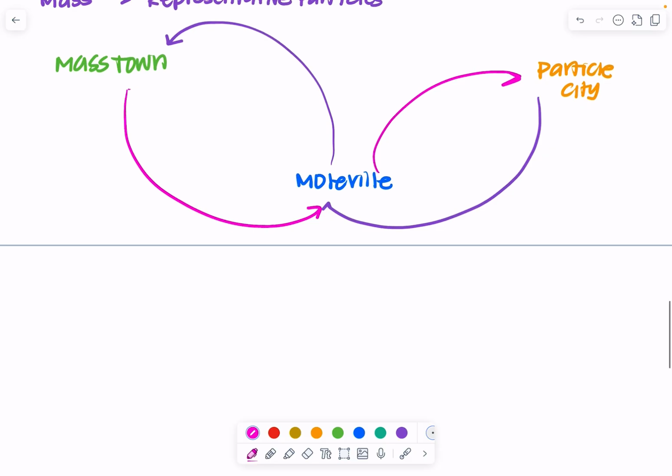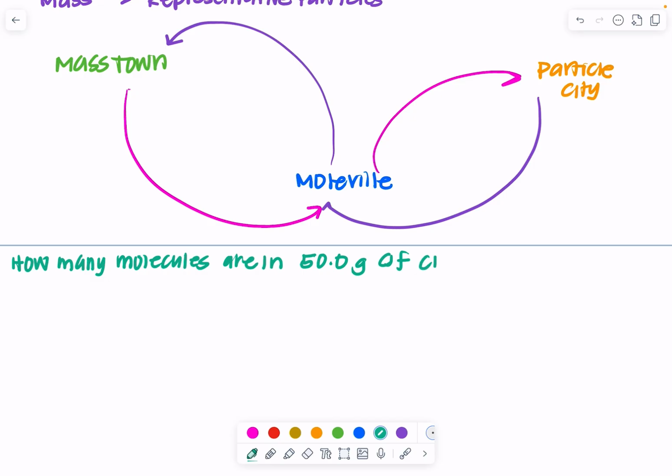So if we want to do this, we can say, how many molecules are in 50.0 grams of CH4? And again, we're going to start with what we're given. Really, anytime you see grams, you should probably find the molar mass of it. So the molar mass of CH4 is 16.05, and I just did that by adding carbon and 4 hydrogens.